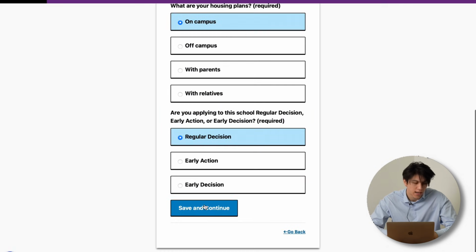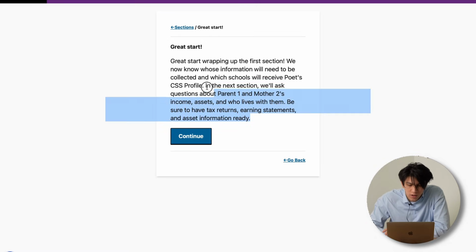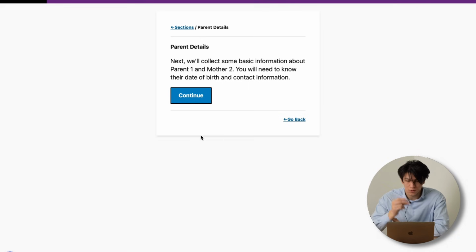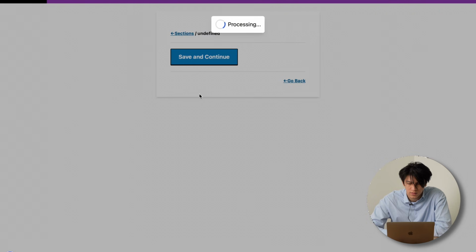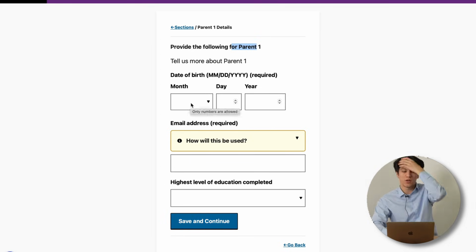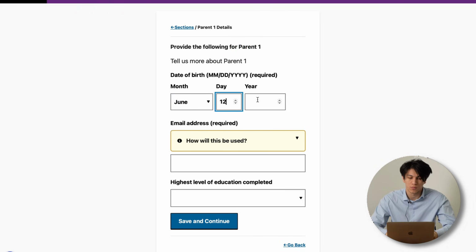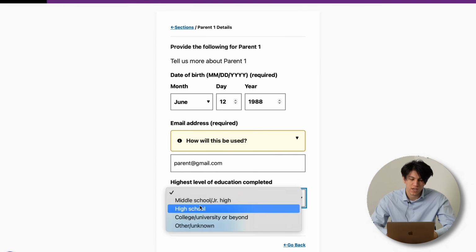Okay, we have filled this out. Now let's go to the important part. This one talks about how much money. No, it's about parent 1 and parent 2 information. So date of birth of parent 1. So you put that, it shouldn't take much time. 98, email address parent@gmail.com. Highest level of education, middle school.